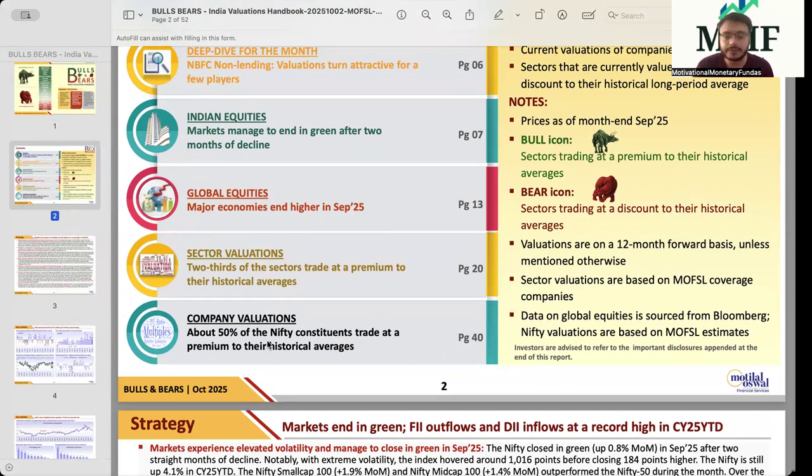Now, if we talk about the Nifty constituents, it talks about all the listed companies. So around 4,500 companies are listed on the stock exchanges. Right. So out of the 4,500 companies, more than 50% of the companies are trading at a valuation which is premium to their historical averages. Right. वो companies market में महंगी बिक रही हैं.